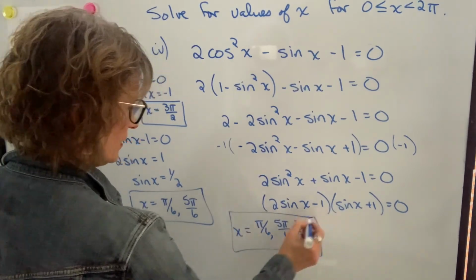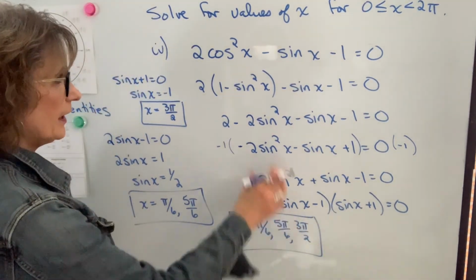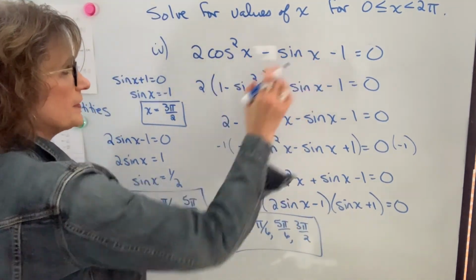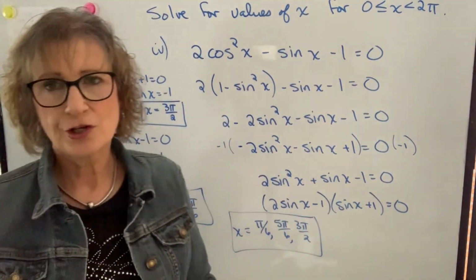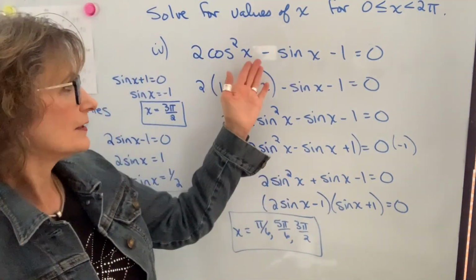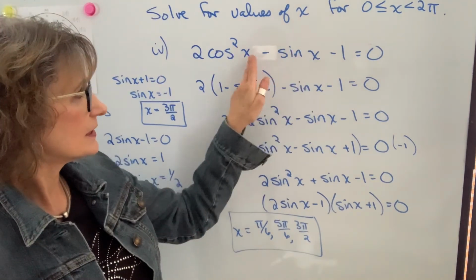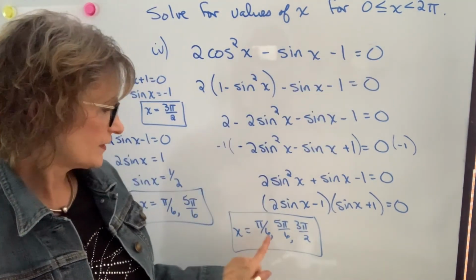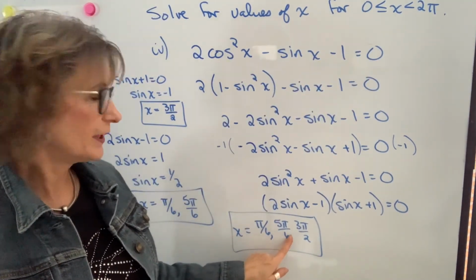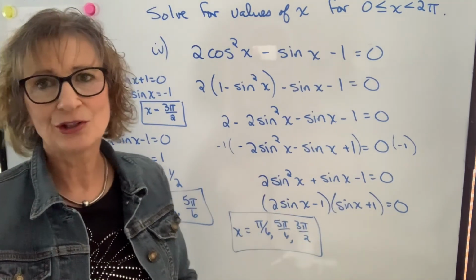Again, we can check these easily enough. Plug each of those values into your equation, making sure your calculator is in radian mode, and check to see if this does indeed equal 0 when you put this value in, then when you put this value in, and lastly, when you put that value in.